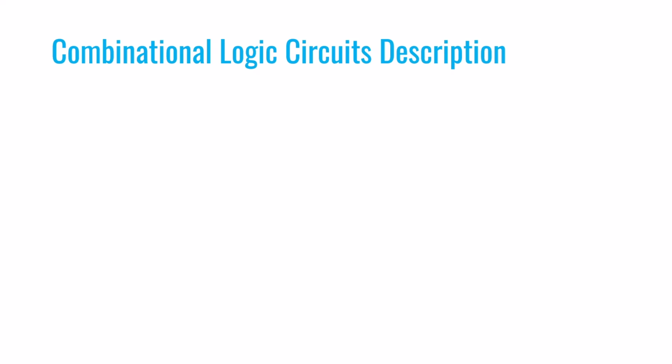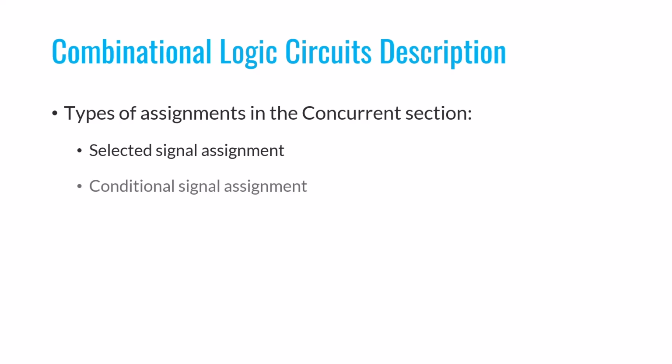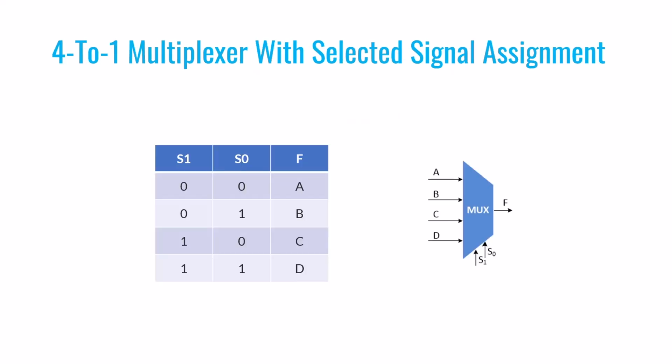To describe combinational circuits in the concurrent section, VHDL provides two signal assignment statements. One is called selected signal assignment, and the other is conditional signal assignment. In this video, I'll focus on selected signal assignment. To illustrate this, I've prepared an example so that you can understand how selected signal assignment works by implementing a simple design. You probably remember the multiplexer block from your logic circuits course.